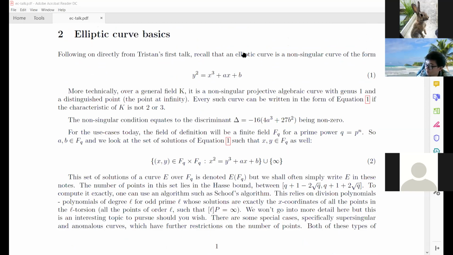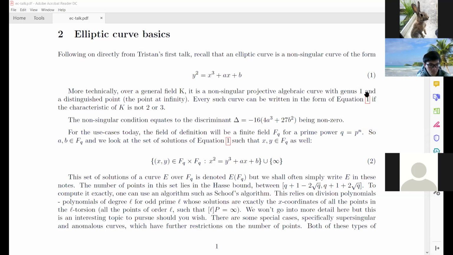Hopefully everyone's seen this equation before. You've just got a curve like this, and it should be non-singular, which we saw is the same as the discriminant here being non-zero. So you have to choose an A and a B such that this thing isn't zero, and then your curve is non-singular. And there's quite a difficult definition of elliptic curves over general fields, coming into some algebraic geometry and stuff.